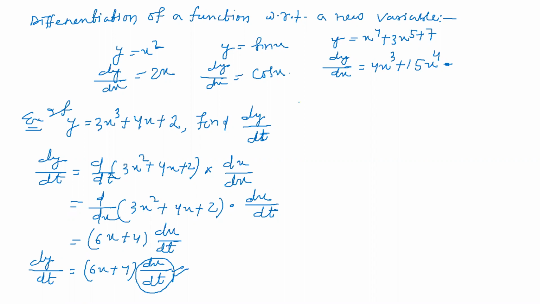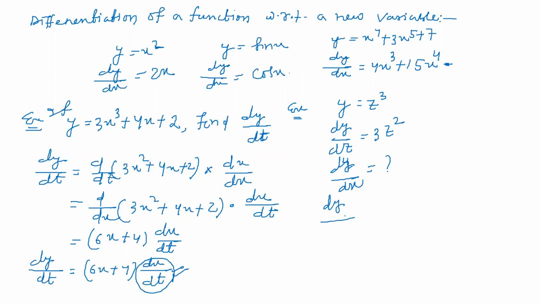Another example I am saying, then there will be a little more clarification. Let's say I told you y is equal to x cube, and I told you to find dy by dx. How much will dy by dx be? That will become 3x square. Correct? But I told you to find dy by dz. Then what do you have to do?